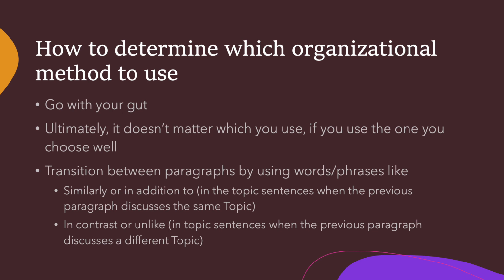And as you're doing this, what you want to do is transition between paragraphs by using words or phrases like similarly or in addition to, right? Now, these will be in the topic sentences when the previous paragraphs discuss the same topic. When you're using something like in contrast or unlike, those are going to be topic sentences when the last paragraph is talking about a different topic, right? It's just some sort of quick heads up. It's a signal phrase. So this is a heads up to the reader: we are either sticking with this same concept or we're moving on to something different.